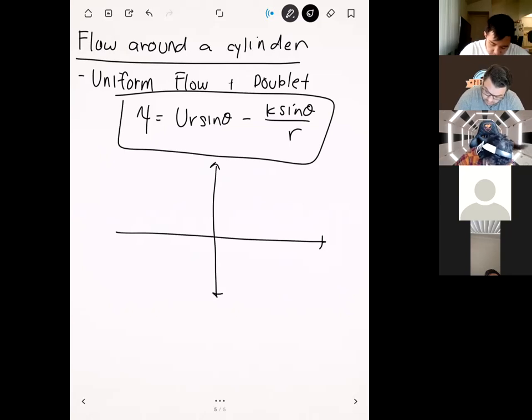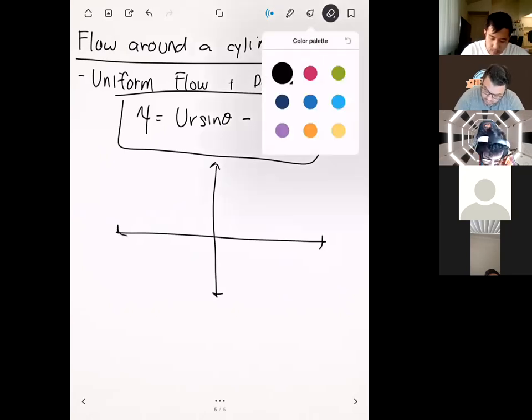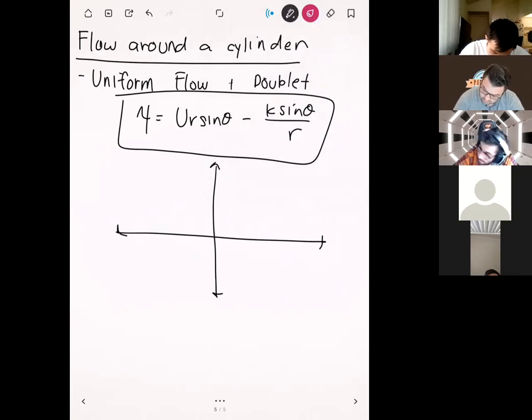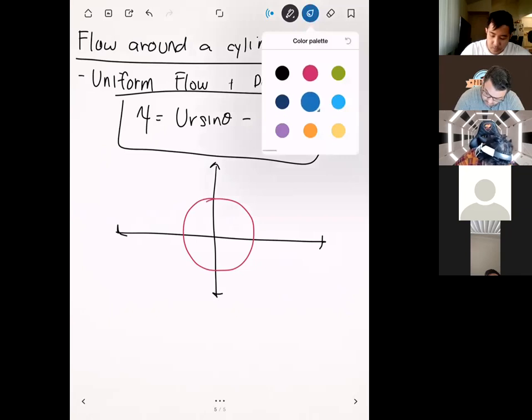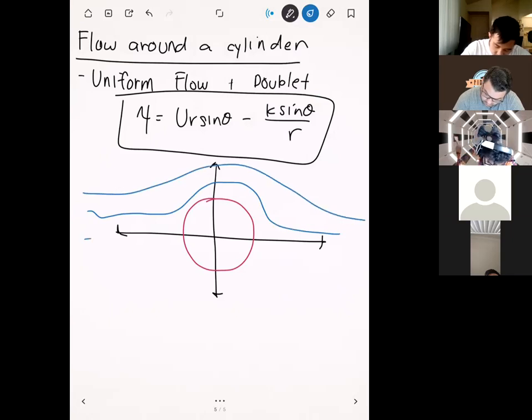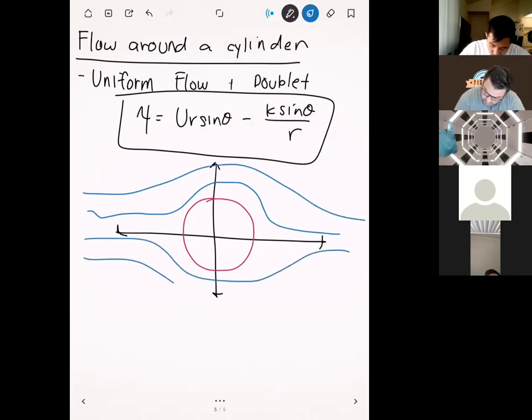And so visually, it looks like this. There's our cylinder, and then around the cylinder, we're going to have flow. The flow looks like this. You can almost think of it like a boulder in a stream. If there's a boulder in a stream, the flow is going to go around it like that.